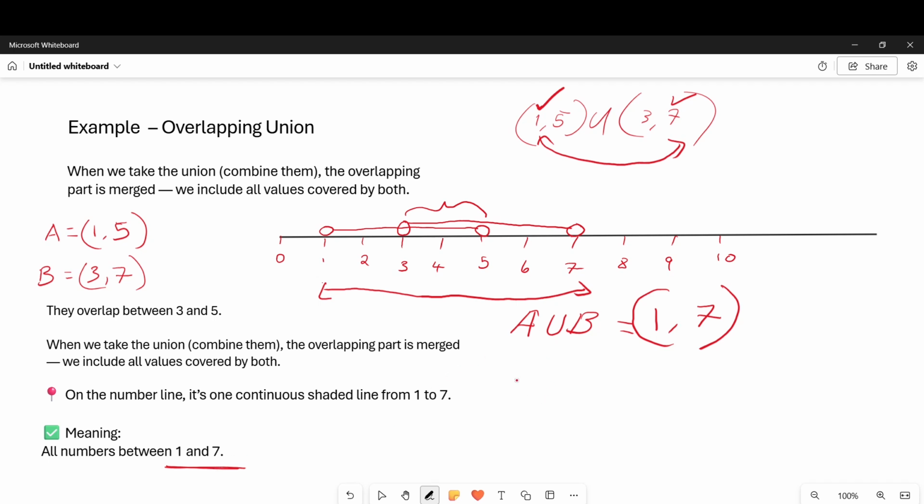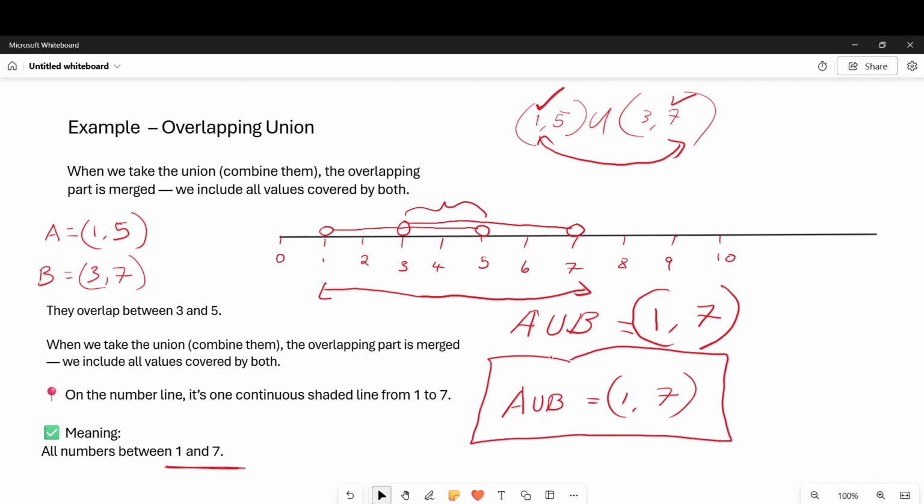This is how we write A union B is equal to (1, 7) in the open bracket. This is the simplified form of this union. This is called an overlapping union. So keep in mind how to write an overlapping union interval and the separate parts combining together. So this is the difference.